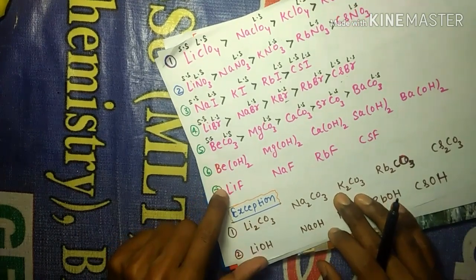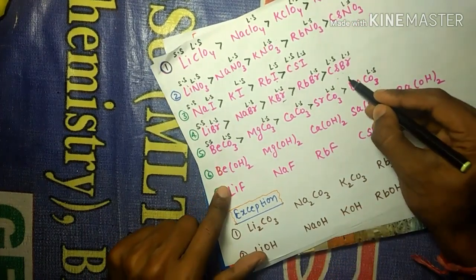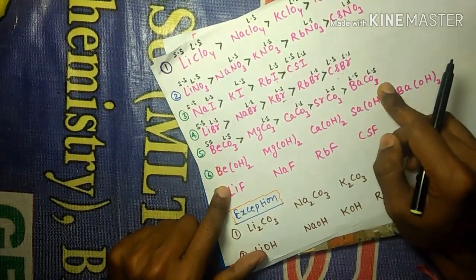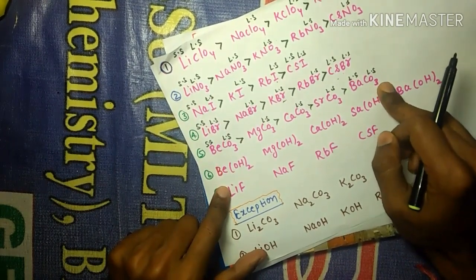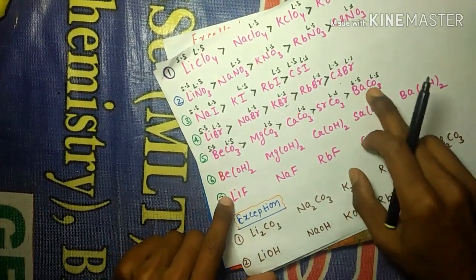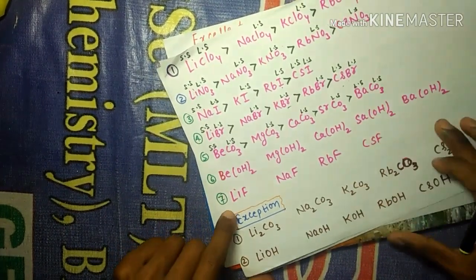And Ba will have a large size, and CO3 2- will also have a large size. So there is a very negligible difference. That's why it has low solubility.